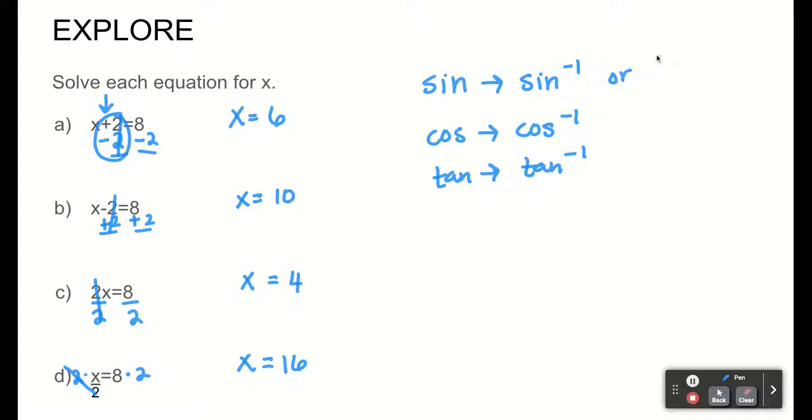Sine inverse will also be referred to as arc sine. Cosine inverse will also be referred to as arc cosine. And tangent inverse will also be referred to as arctangent. Again, just some words I want you to be exposed to, be familiar with. I will refer to them as sine inverse, cosine inverse, and tangent inverse, but you will eventually at some point probably hear them referred to as arc sine, arc cosine, and arctangent as well.